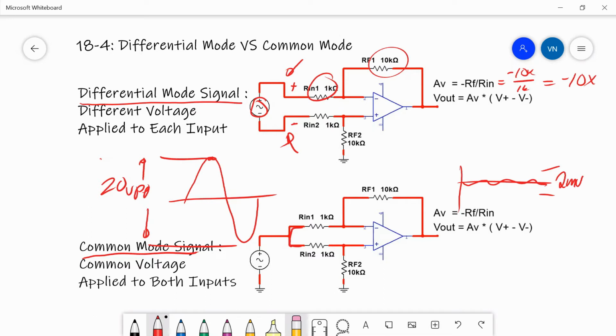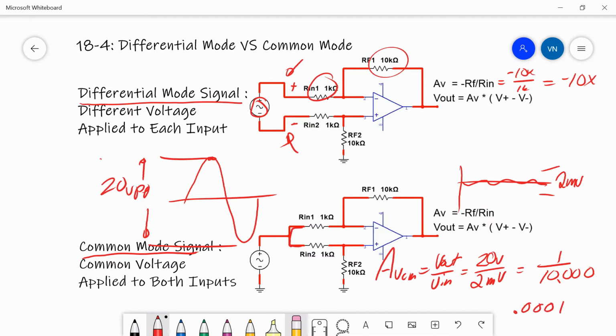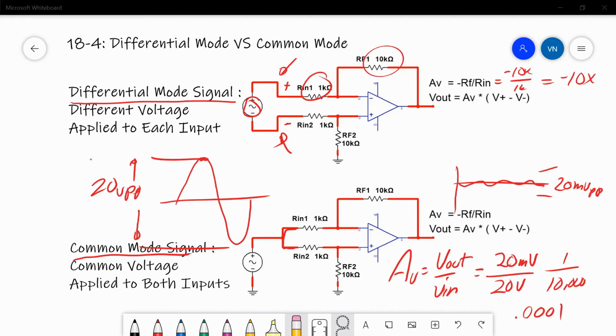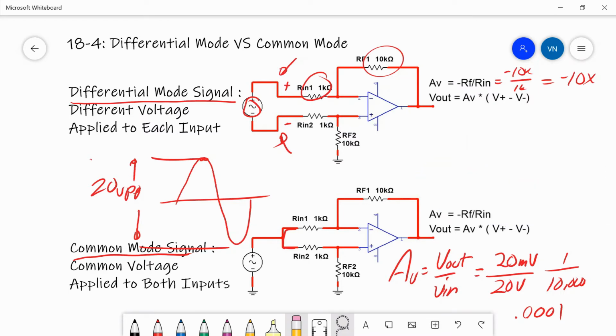Now we can calculate what the gain is when we apply a common mode input voltage. AVCM is Vout over Vin. We put 20 volts peak to peak in, and we're getting out 2 millivolts peak to peak. That means we're getting out 1/10,000th of what we put in, and that's equal to 0.0001. So a common mode gain is less than 1, and it's called an attenuation. Let's summarize where we are at this point. The differential mode signal gain, AVD, that we figured out was minus 10.